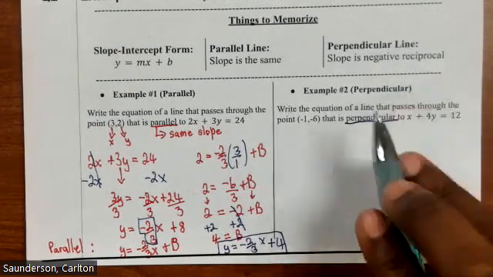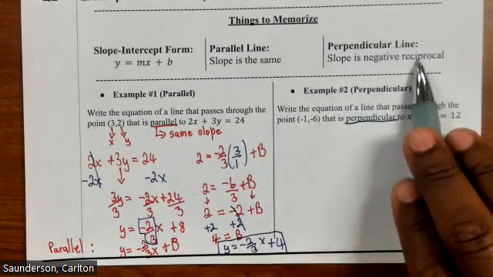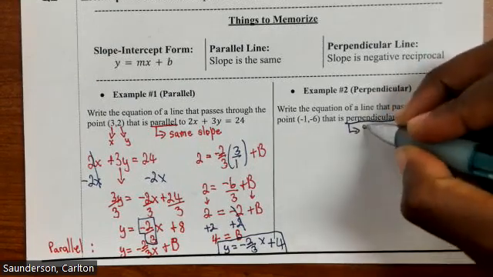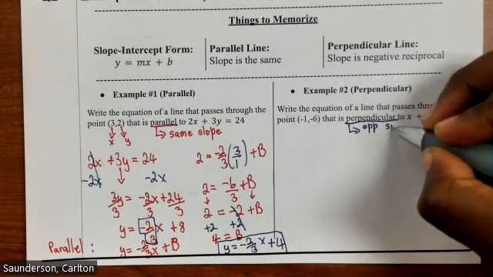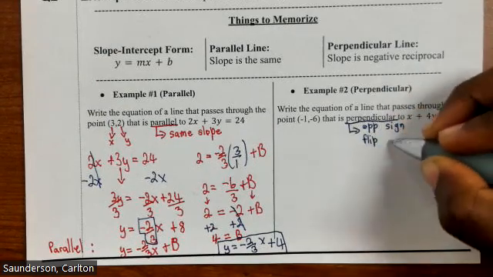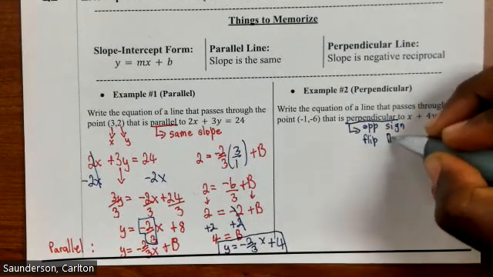All right. Perpendicular means that your slope is going to be the negative reciprocal. That means you're going to do the opposite sign, and then flip your fraction, or your number.